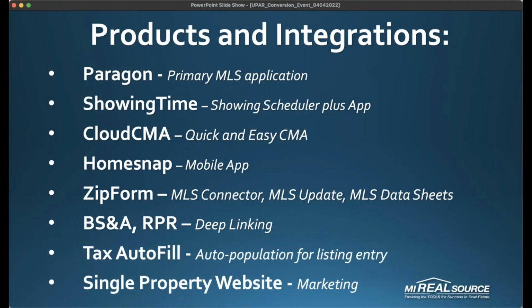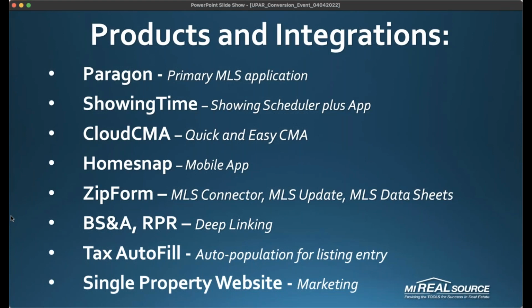Zip form we do not provide. However, we do provide the level of integration that allows you to use what's called the MLS connector, so you can auto-populate those documents with data from the MLS. Something new is deep linking, and RPR deep linking. What these links do is provide direct access to a particular property record and the public records or the assessor's information and so on that's available under that service.